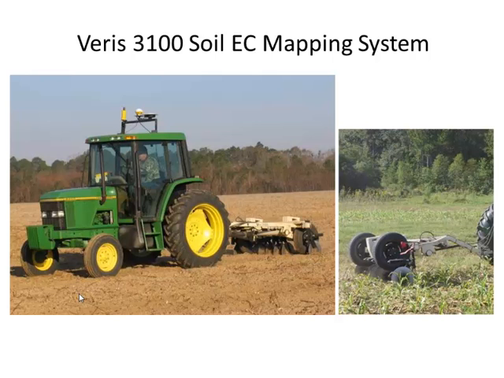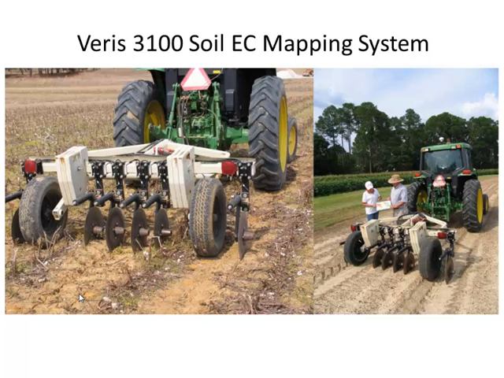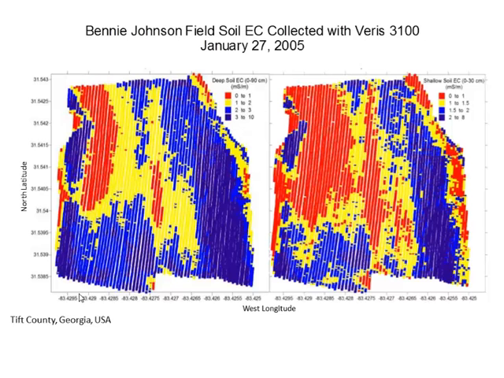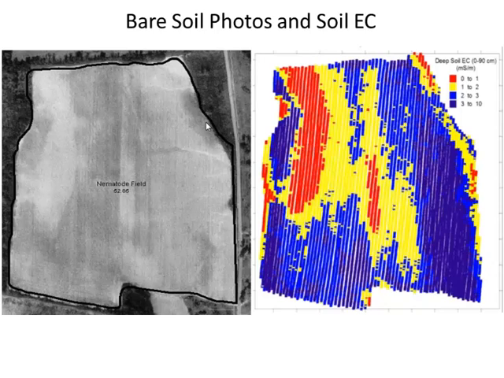This is the instrument. Most probably you have seen it: it is the Veris, and this is the interface where we get the data. You can easily see here a map showing the difference, with the different zones at the two depths. We can have parts of the field with high electrical conductivity and parts with low electrical conductivity. So from the very beginning, we can distinguish zones with homogeneous properties, and this can help us in the management of the soil.